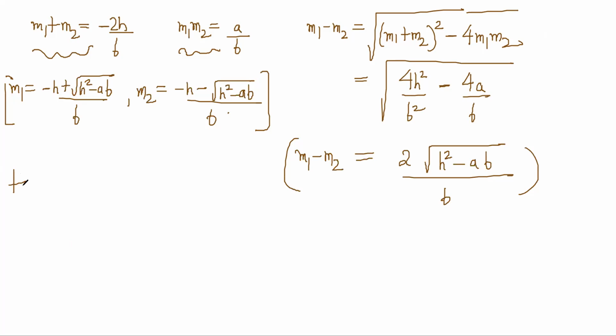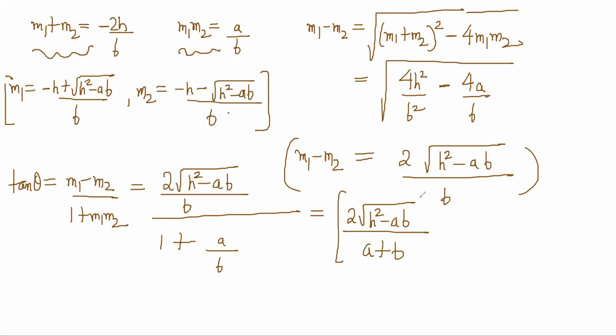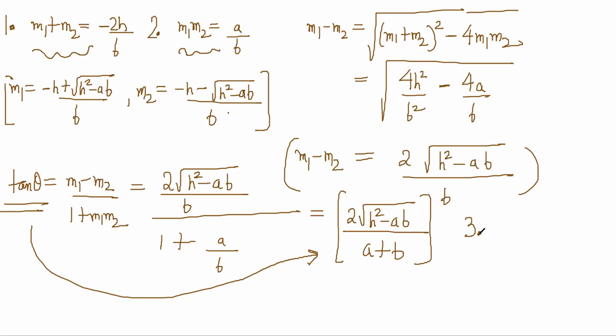Then tan theta will be equal to m1 minus m2 by 1 plus m1 m2. That will be equal to m1 minus m2, which is 2 times root over h square minus ab by b, divided by 1 plus a by b. That becomes equal to 2 root over h square minus ab by a plus b. So this is a result that you need to know: the angle between the two straight lines is always this. So you need to know this, this, and this, the angle between the two straight lines.